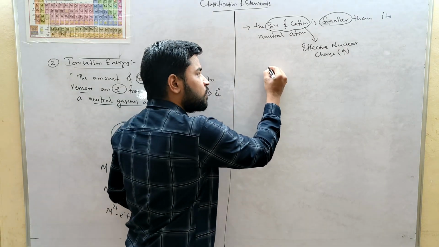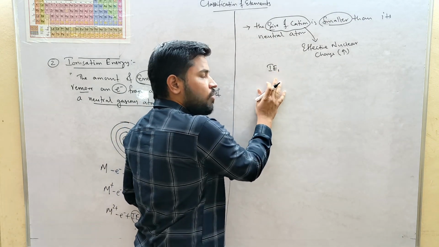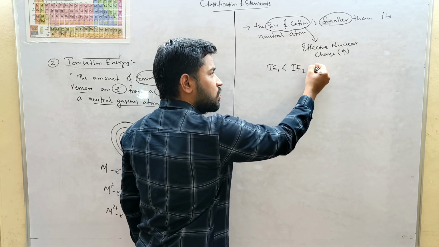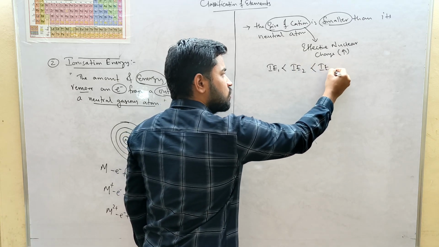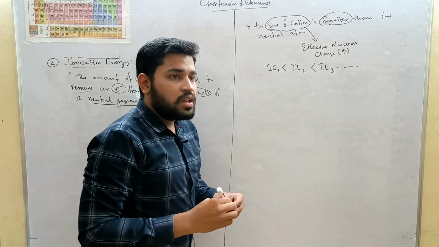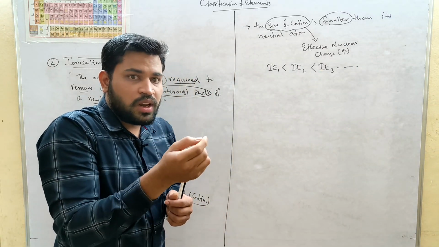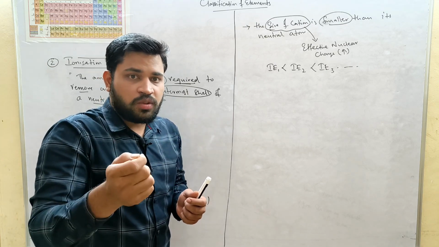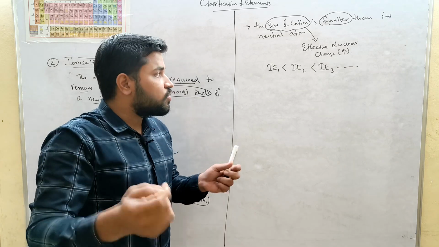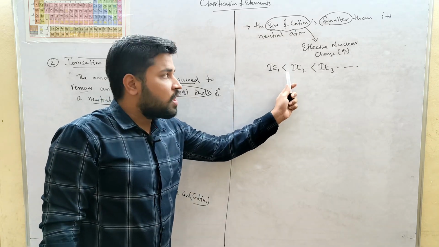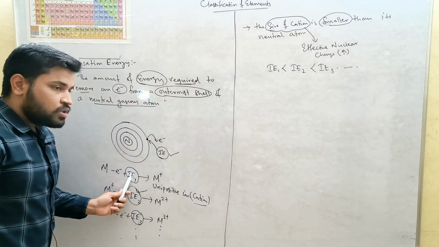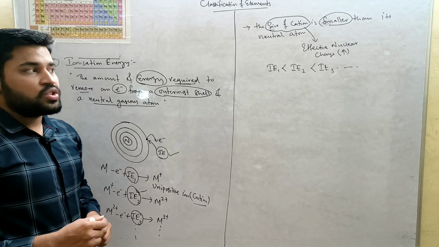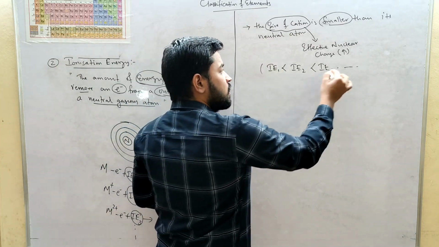So from this, what we can say is that the first ionization energy of any element is less than its second ionization energy and third ionization energy. So it keeps on going. As you keep on removing electrons, from a neutral atom to a unipositive ion to a double positive ion, what is going to happen? You have to supply a huge amount of energy. That energy is called what? Ionization energy.